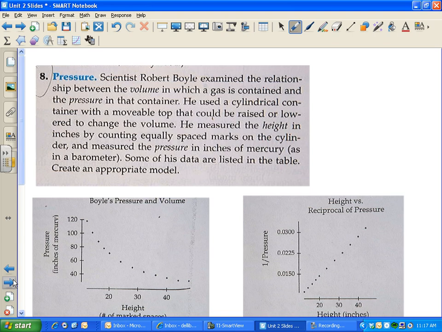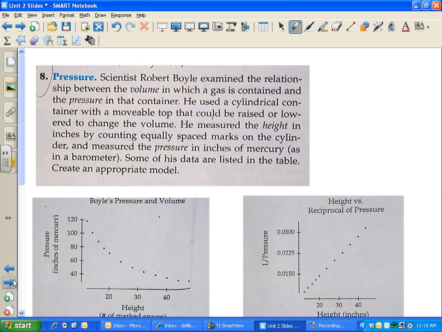So this particular story problem is actually from your textbook, and I just tweaked it just a little bit. But there was a scientist, Robert Boyle, and he examined the relationship between the volume in which a gas is contained and the pressure in that container. He used a cylindrical container with a movable top that could be raised or lowered to change the volume. He measured the height in inches by counting equally spaced marks on the cylinder and measured the pressure in inches of mercury as in a barometer.